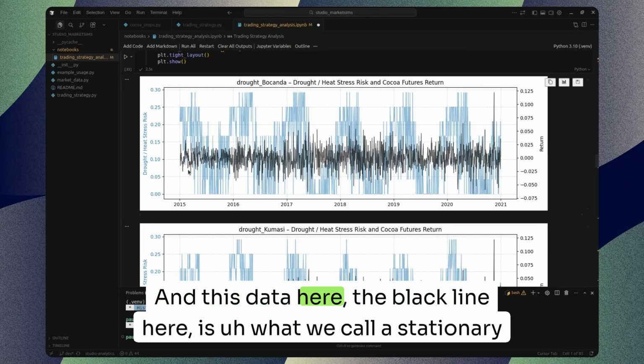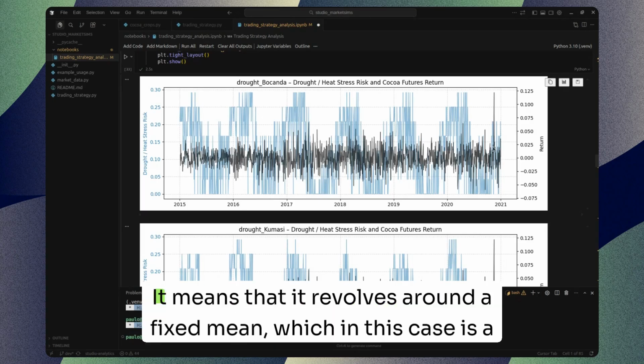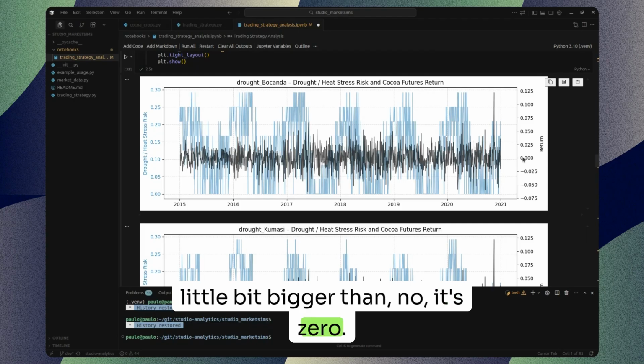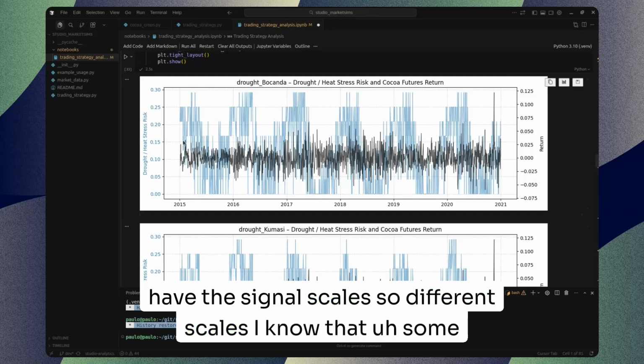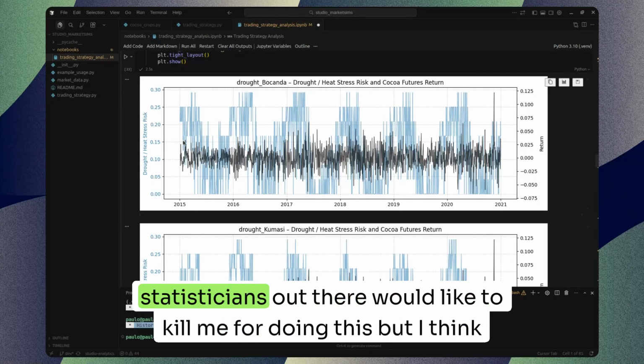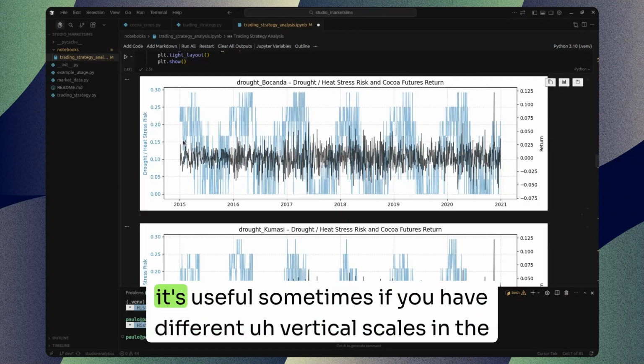And this data here, the black line, is what we call a stationary time series. It means that it revolves around a fixed mean, which in this case is a little bit bigger than, oh no, it's zero. It should be zero, right? On the right y-axis we have the return, on the left y-axis we have the signal scale, so different scales. I know that some statisticians out there would like to kill me for doing this, but I think it's sometimes useful to have different vertical scales in the same chart.